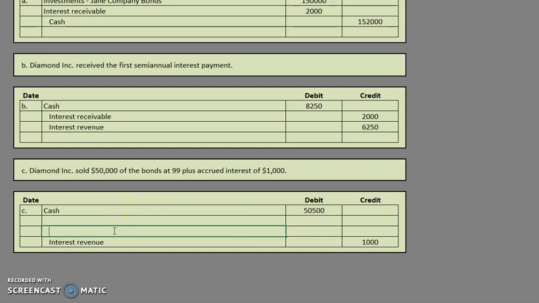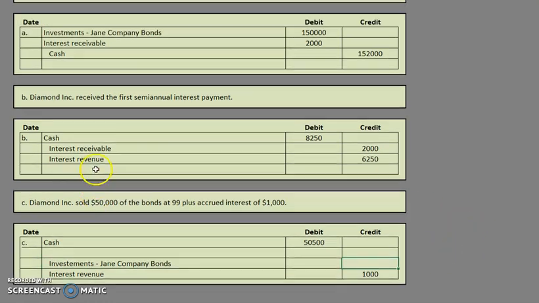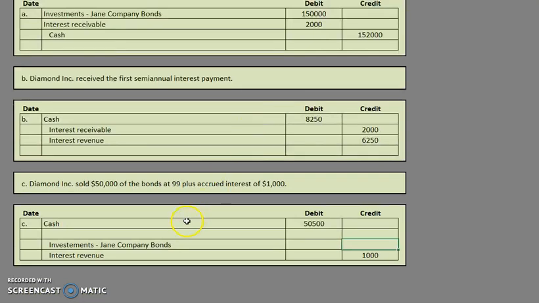We are selling our bond, so we're going to have to decrease our investments, Jane Company bonds. And in our case, that 50,000 in bonds, it was issued at 100. It was issued at face value, so we can simply write off that 50,000 in bonds. Very easy. We sold 50,000, credit the investments account for 50,000.